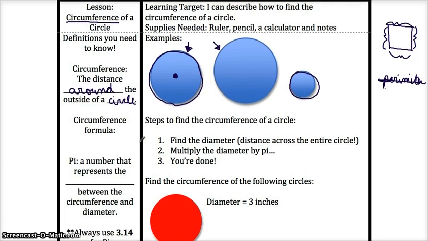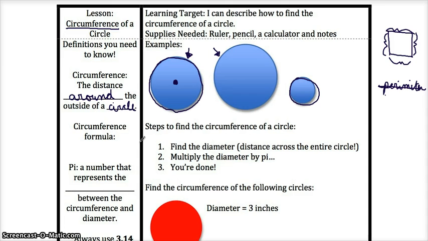And the nice thing about circumference is it has a really simple formula. All circumference is, this is it. We use the letter C to represent circumference. C for circumference. C equals pi. We finally get to use pi. This is the symbol for pi. Pi times diameter. D stands for diameter.